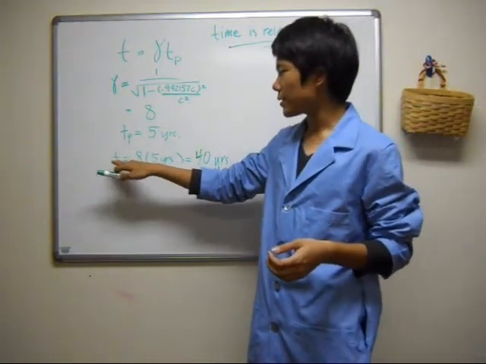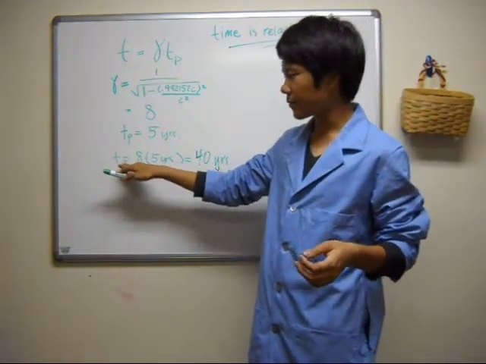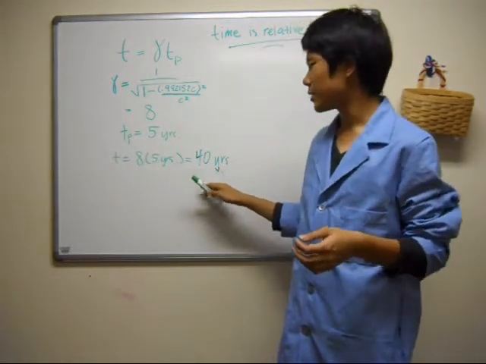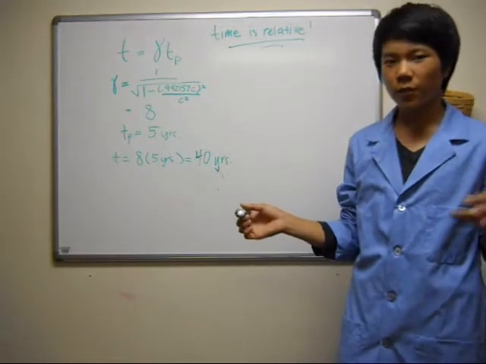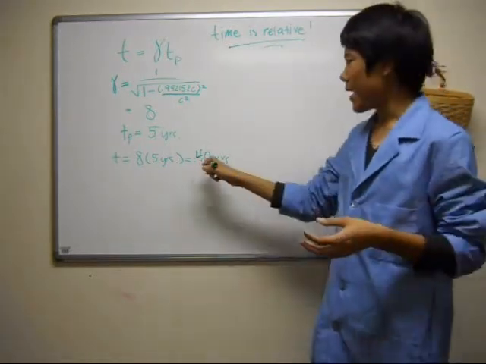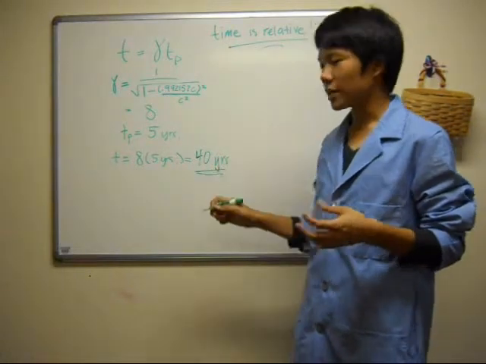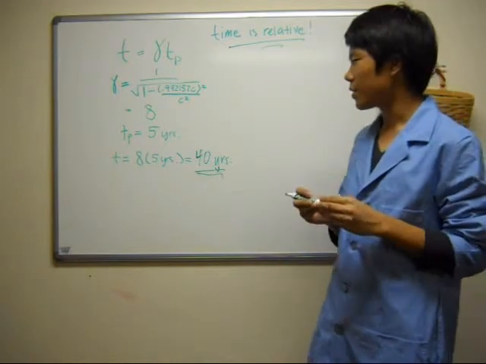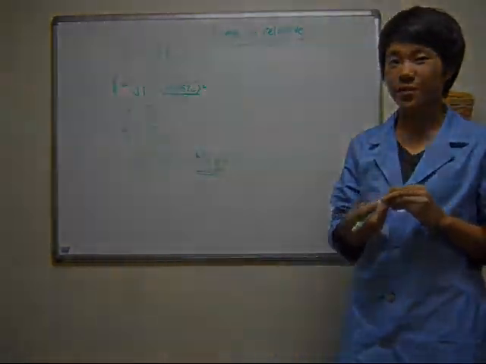So finally, the time it takes in your reference frame for him to come back is equal to 8 times 5 years. Unfortunately, it'll take 40 years for him to come back to Earth in your reference frame. That means that 40 years will have passed on Earth before he comes back. So it'll be another 35 years before you'll see him again.